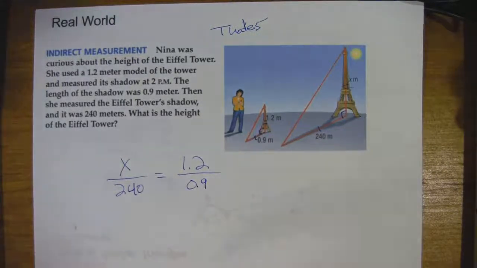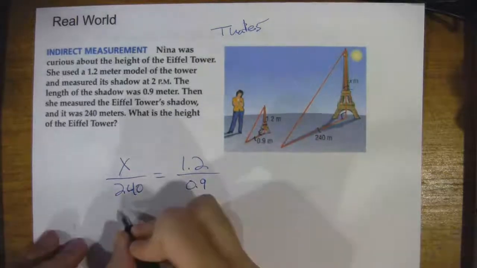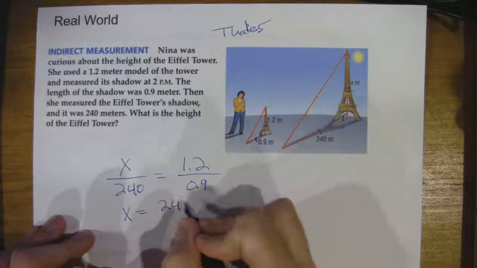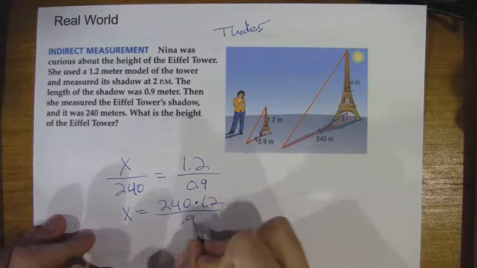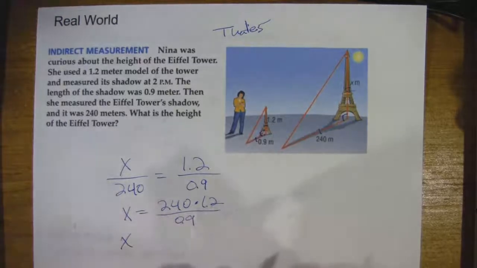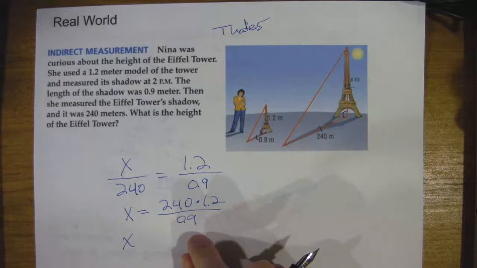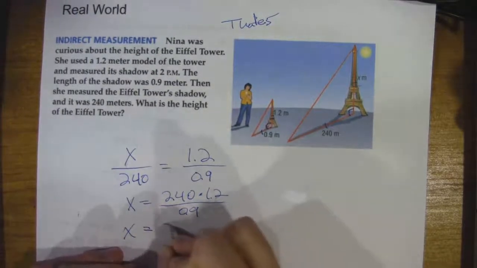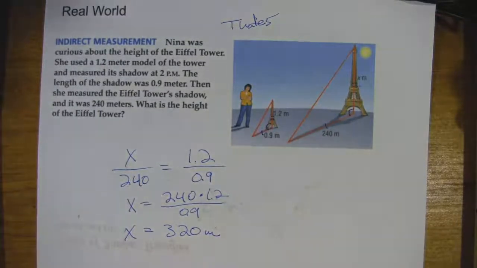And again, I'm not going to do full cross products here, simply because multiplying this through to x and then dividing it out again is silly. So I'm going to have x equal, I'm going to multiply 240 on both sides. So 240 multiplied by 1 2/10 over 9/10. And we'll see what we get. So 240, we'll multiply that by 1.2 divided by 0.9, and we get roughly 320 meters as the height of the Eiffel Tower from this situation.